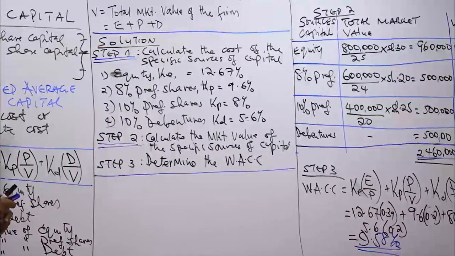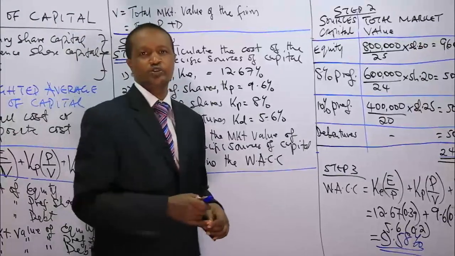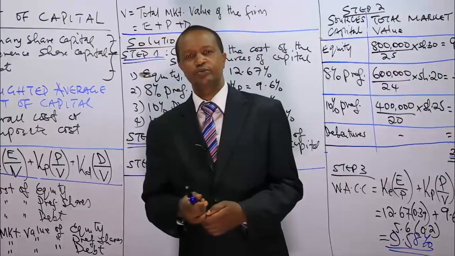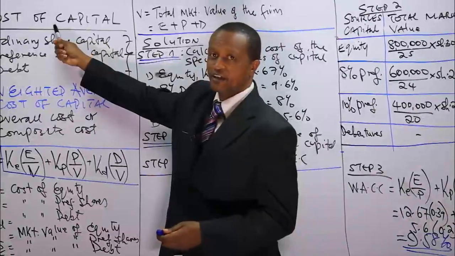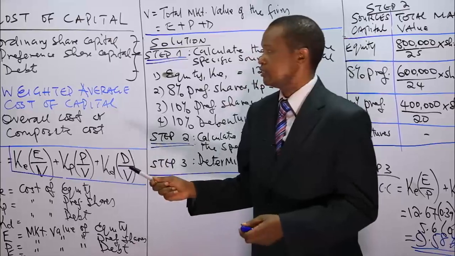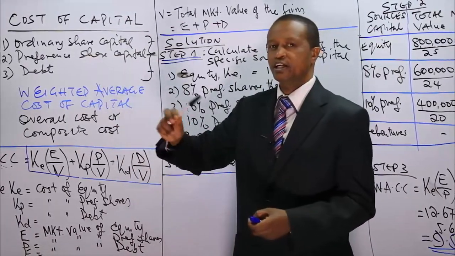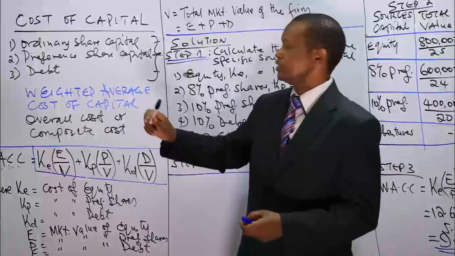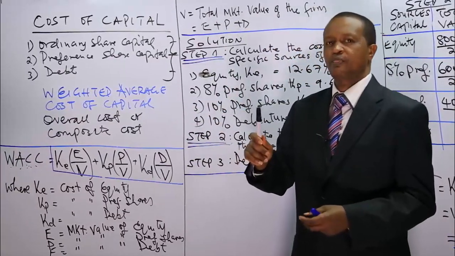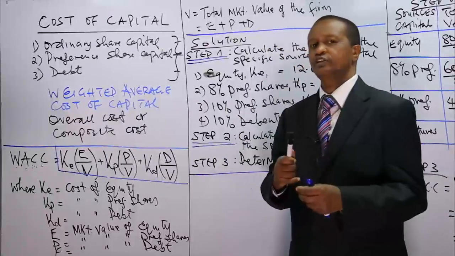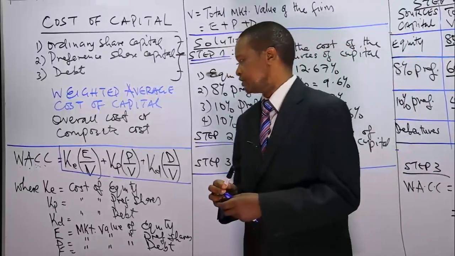We have looked at the first illustration in learning how to calculate the weighted average cost of capital, which is the overall cost of capital, also known as the composite cost of capital. We said the cost of capital of a firm is a weighted average, because a firm may have many sources of capital. For us to arrive at a single cost of capital, we need to determine an average, and every specific cost of capital is proportionately weighted. That is what we have done.